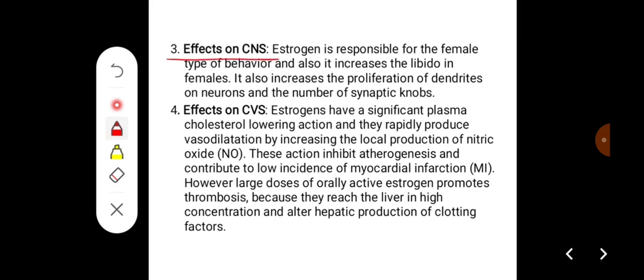Effect on the CNS. Estrogen is responsible for the female type of behavior, and also it increases the libido in females. It also increases the proliferation of dendrites of neurons and the number of synaptic knobs.